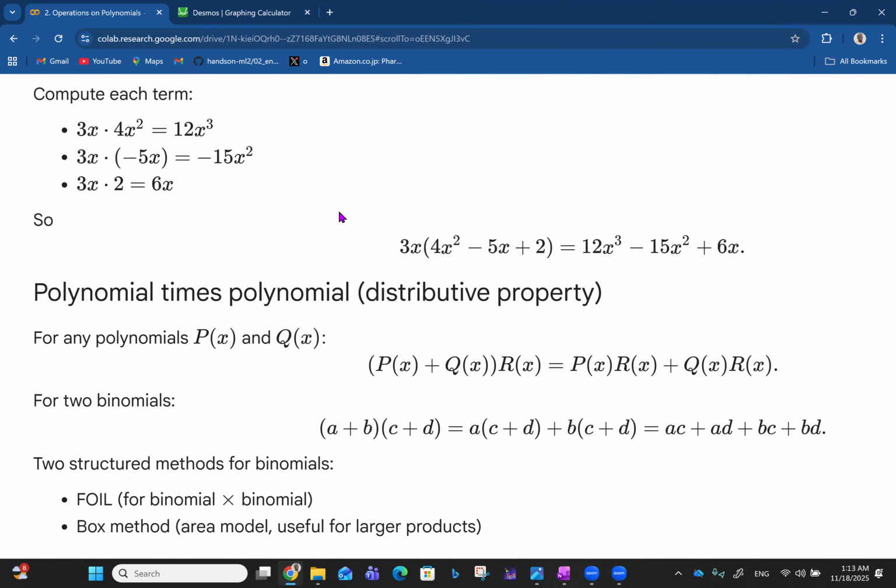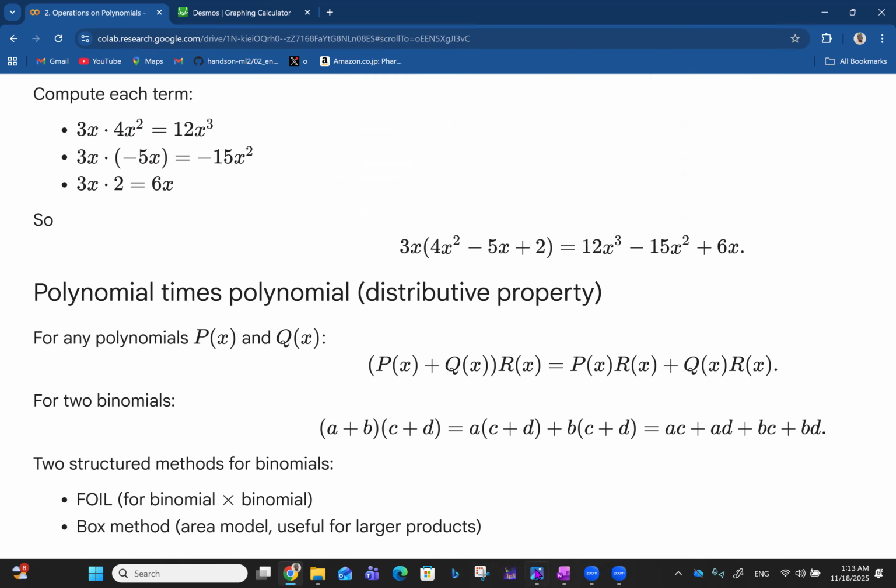So in that case, for any polynomials p of x, q of x and r of x, you have p of x plus q of x, multiplied by r of x, equals p of x multiplied by r of x plus q of x multiplied by r of x. So for two binomials like that, you have a plus b into c plus d. So a will multiply everything first, then plus, you now take the next one. So b will multiply everything again.